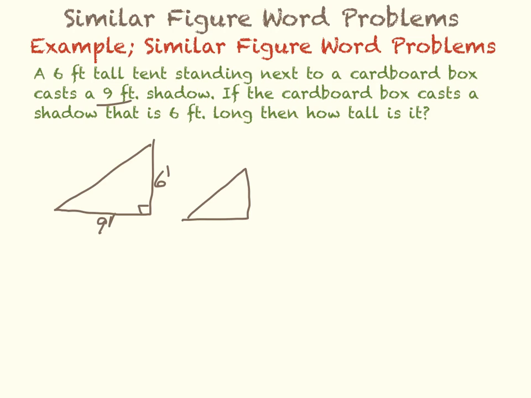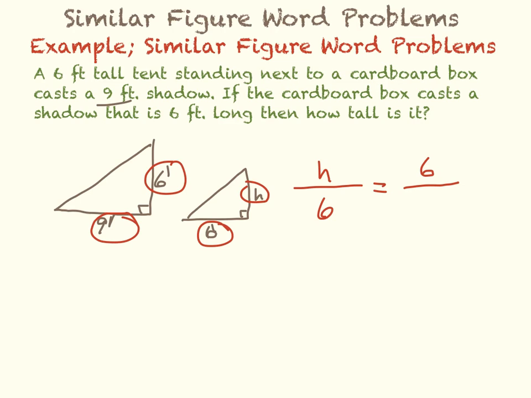And if the cardboard box casts a shadow that is 6 feet long, so the shadow is 6, then how tall is the cardboard box? So what I want to find is my height of the box. So I'm going to set up a proportion matching the common sides, so my height and height, so h and 6 feet, and then my shadow of the box is going to match up with the height of the box, and then the shadow of the tent, which is going to match up with the height of the tent.